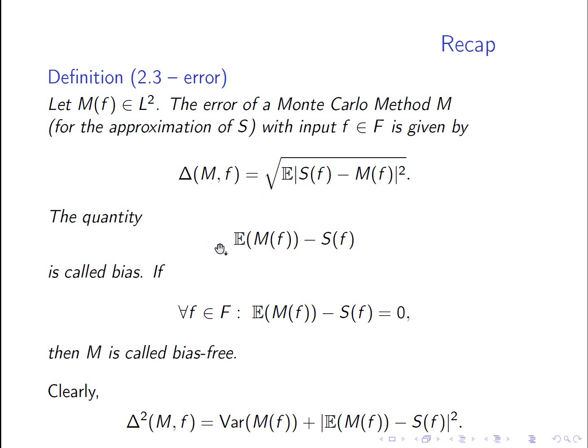And while on the previous slide you have seen the variance in action, the variance comes into play if our Monte Carlo method is bias-free. That is, if the expectation of our method is already the value we want to compute, so if this quantity here is 0. Then, if we have a bias-free method, the mean squared error is just the variance, because this thing cancels here. And we always have this relation: the mean squared error is the variance plus the squared bias.